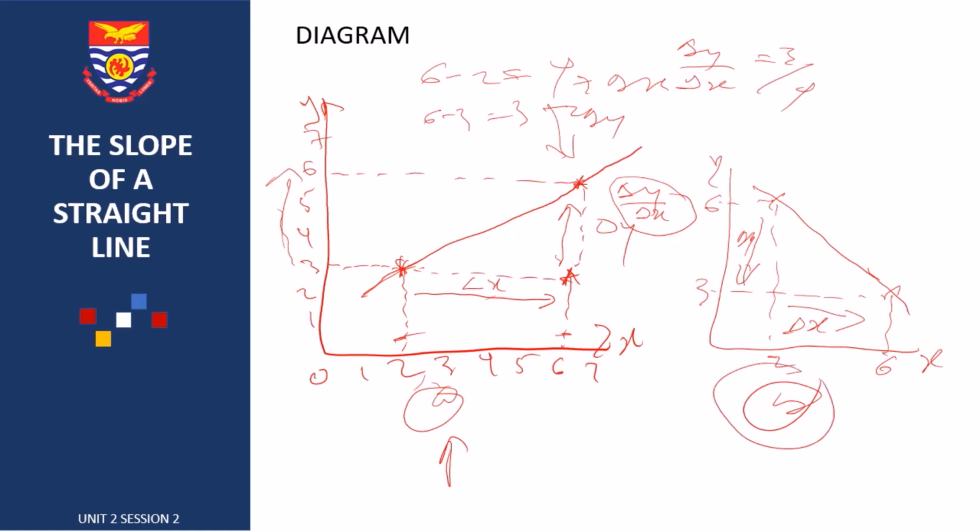How about panel B? Here, when x increased from 2 to 6, we realize that y decreased from 6 to 3. So the change in x was 6 minus 2, which is 4, but the change in y was negative. Normally we subtract the initial value from the second value, so it's y2 minus y1. The y2 is 3, the initial value of y was 6. Here we get minus 3. So for the slope of panel B, that is the change in y over change in x, we have minus 3 over 4 as the slope.